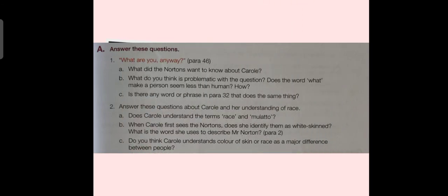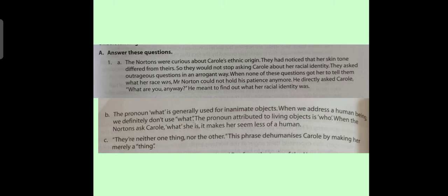B question. What do you think is problematic with the question? Does the word what make a person seem less than human? How? Answer B. The pronoun what is generally used for inanimate objects. When we address a human being, we definitely don't use what. The pronoun attributed to living object is who. When the Nortons ask Carol what she is, it makes her seem less of a human.